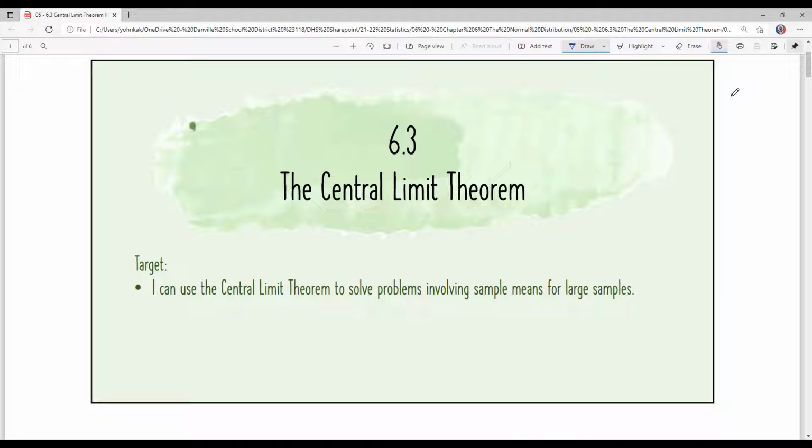Hey kids, welcome to section 6.3, the central limit theorem. Today we're going to learn how to use the central limit theorem to solve problems involving sample means for large samples.